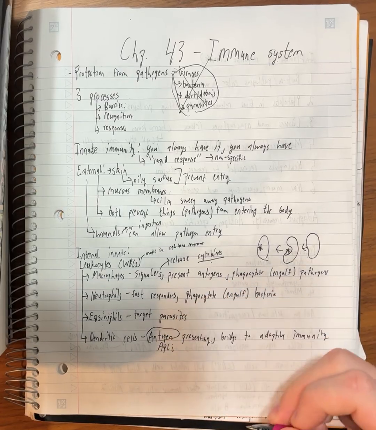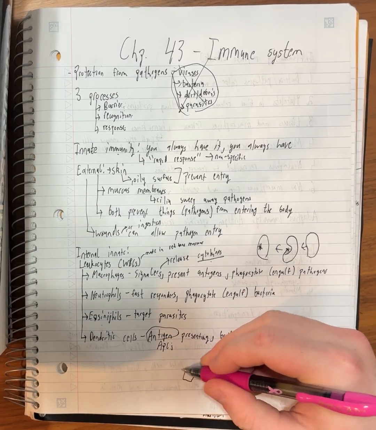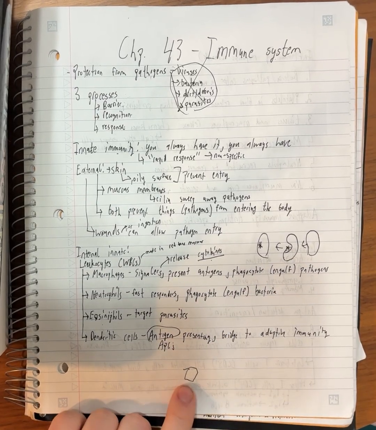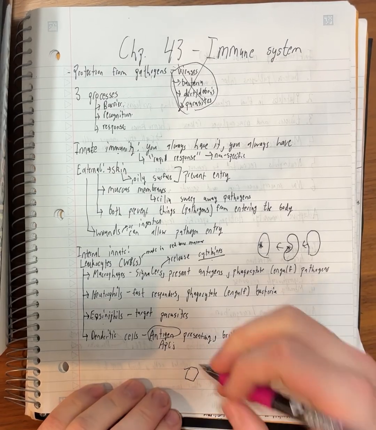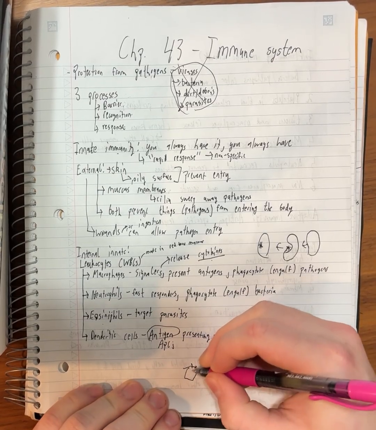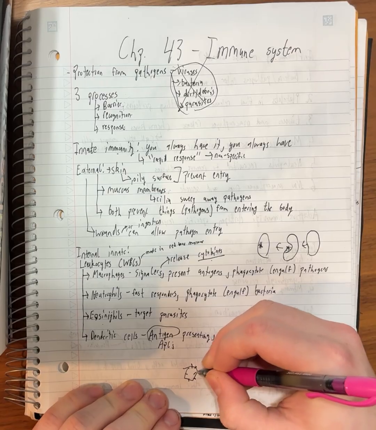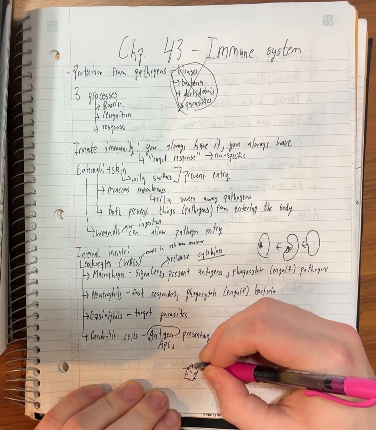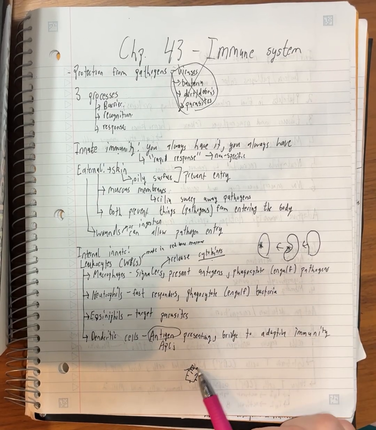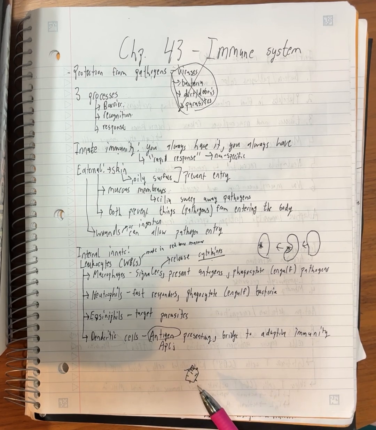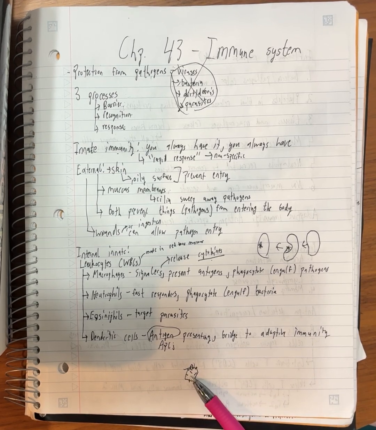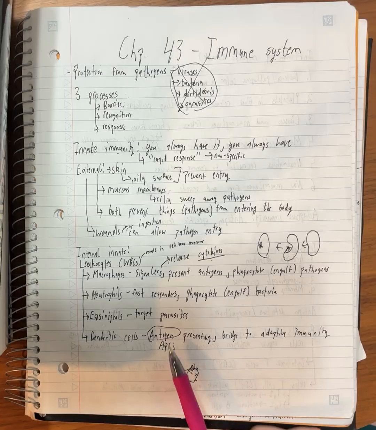So let's talk about this word antigen. Let's say we have a pathogen. Let's say that this is a bacteria. On the surface of this bacteria, there are going to be a bunch of little proteins that are called antigens. And the antigens are what allow the immune cells to detect and recognize this pathogen. So that's what antigen means.